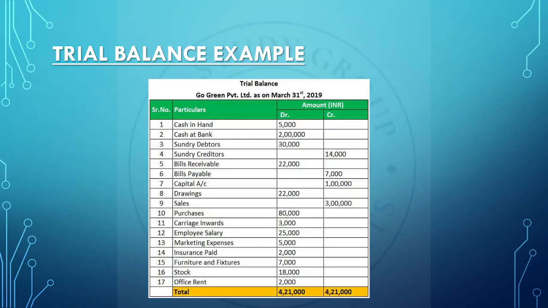Now, about these errors, we'll discuss more in the next class. But remember, the trial balance should match. Both your debit and credit columns should be equal. If they are not equal, then there are errors. Now you have to find the errors and fix them. How to find the errors and how to fix them, we'll discuss in the next class.